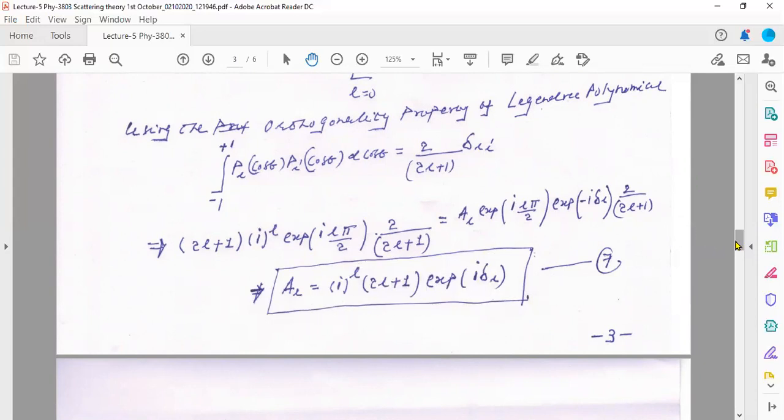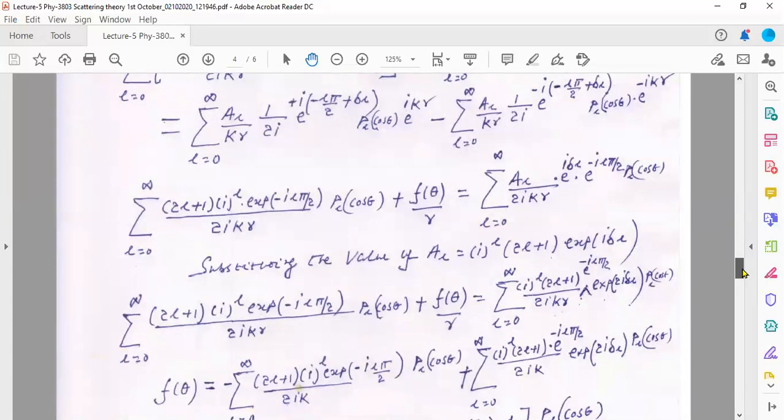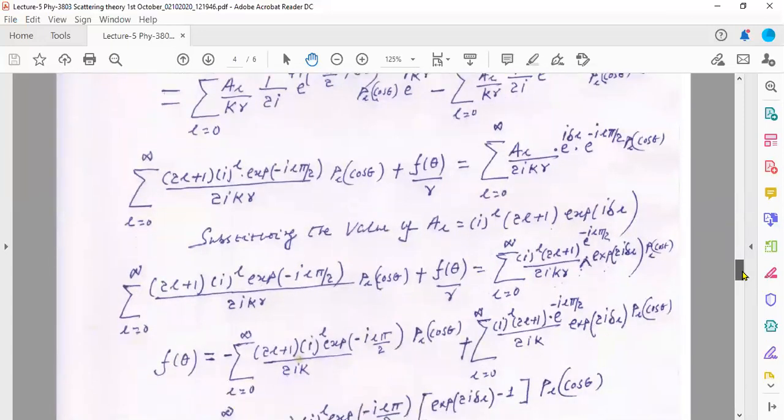So substitute the value of A_l here. You see, this is the value. I keep this here. Now let us please try to understand the value I'm keeping here.